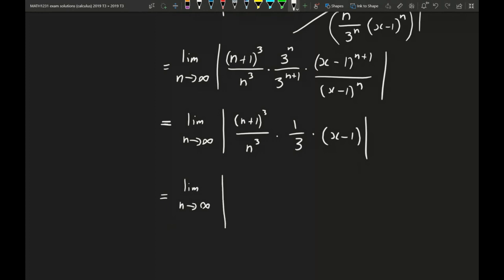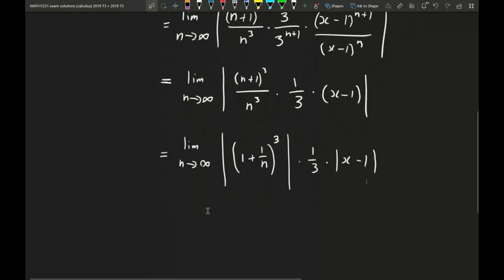So I'm going to divide the top and the bottom by n cubed to get, well, actually maybe I'll just combine this all into one expression. So it really is n plus 1 over n, or 1 plus 1 over n cubed. You can verify that is the same, times a 1/3 and times an absolute value of x minus 1. So this limit's fairly easy. It's 1 times 1/3 times x minus 1. So that is just the absolute value of x minus 1 on 3.